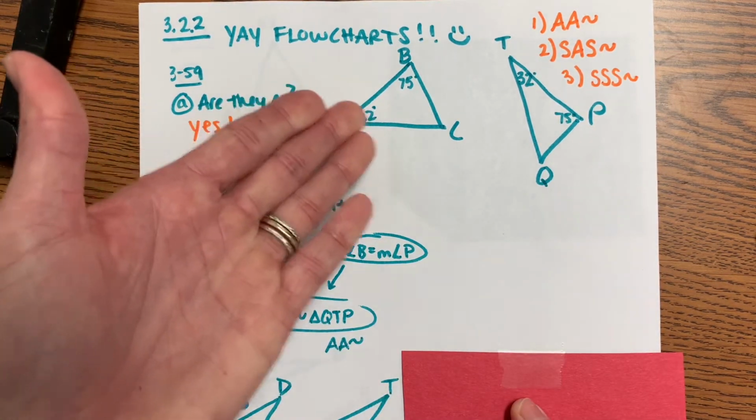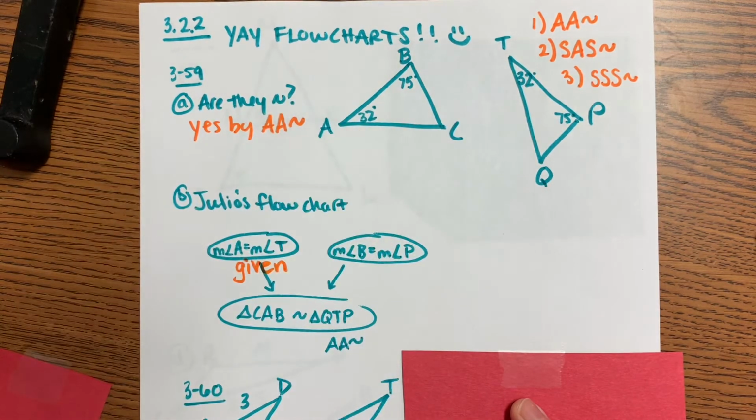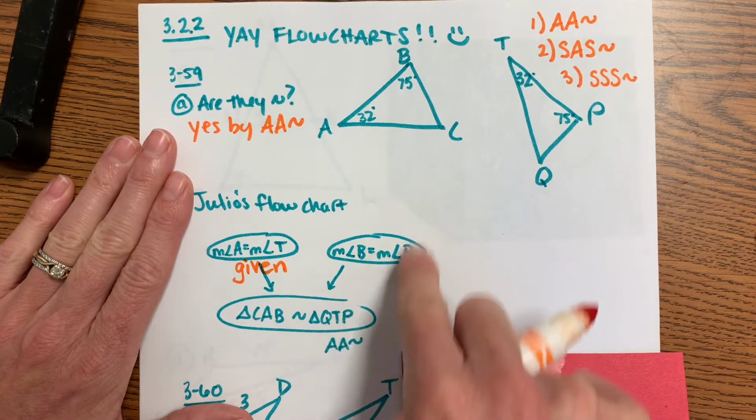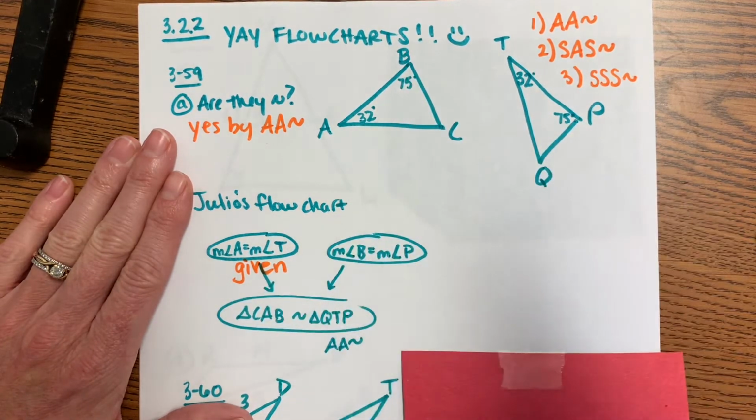Because it's given to you. It's right there. It's in the picture. It was in the book. It's obvious they're the same. Same with B and P. B and P, it's in the picture. It's printed in the book.